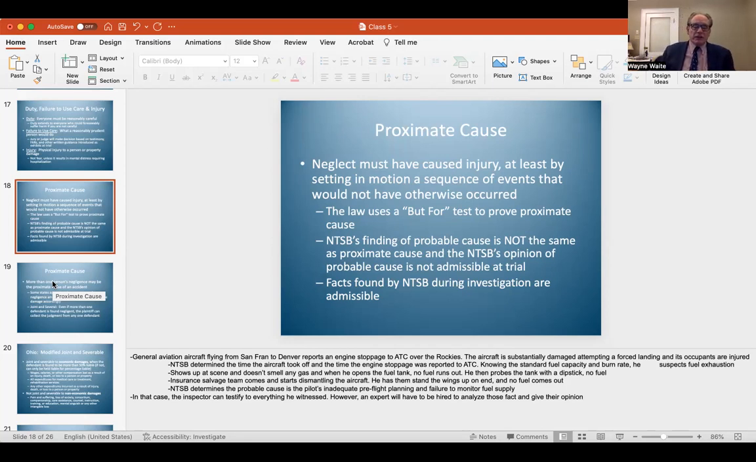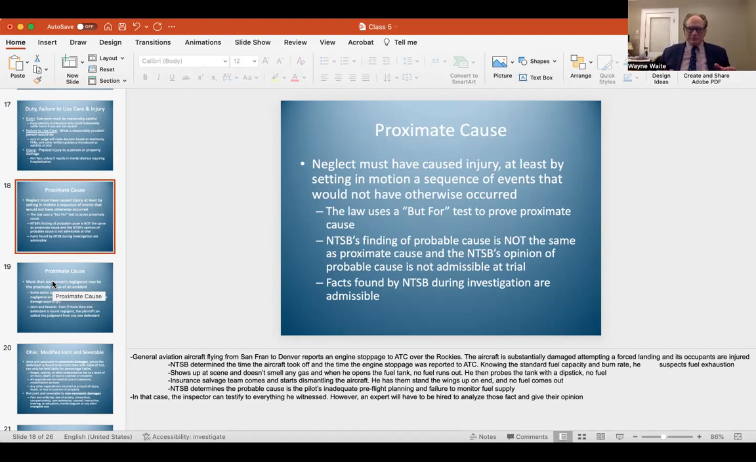The insurance salvage team comes and starts dismantling the aircraft. He then stands the wings up on end, and no fuel comes out. So the NTSB determines the probable cause to be the pilot's inadequate flight planning and failure to monitor fuel supply. In that case, the inspector can testify to everything he witnessed. However, an expert will have to be hired to analyze those facts and give their opinion.